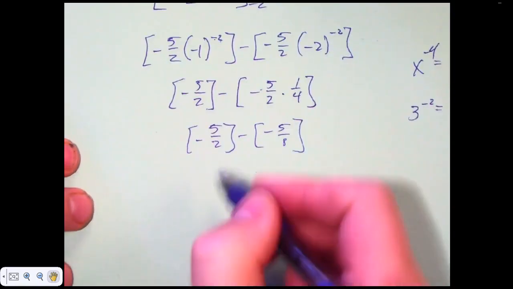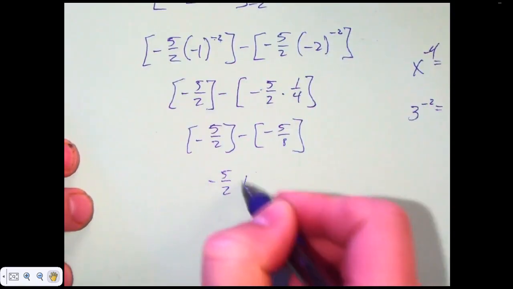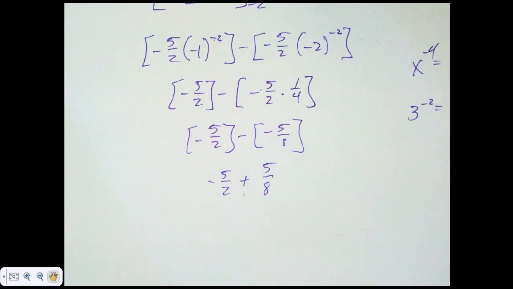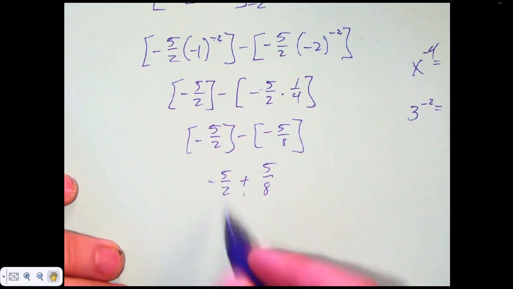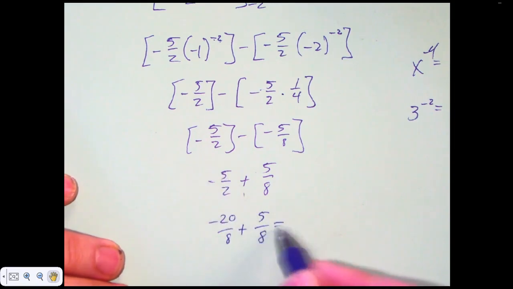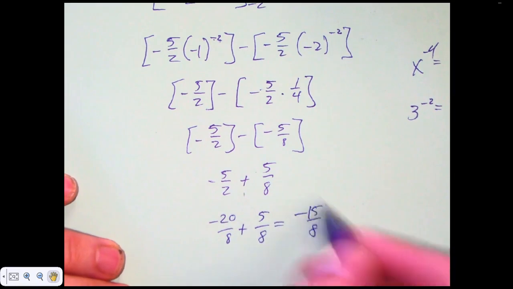So, and then the fractions are, for a lot of you, harder than the actual calculus. So it's negative 5 halves plus 5/8 when you do minus a negative. So if I multiply by 4 over 4 here, I'll get negative 20 over 8 plus 5 over 8, which is negative 15 over 8, and that was the answer.